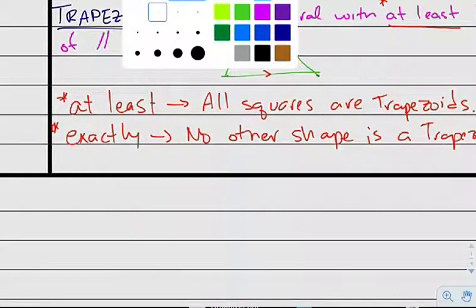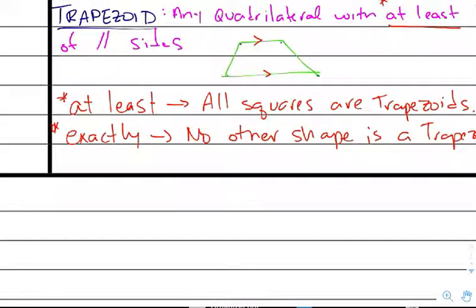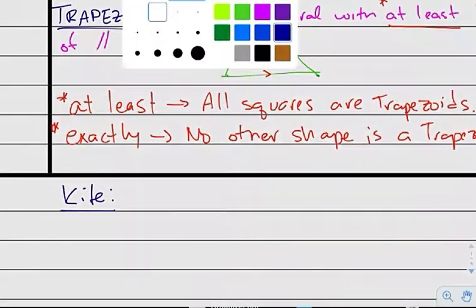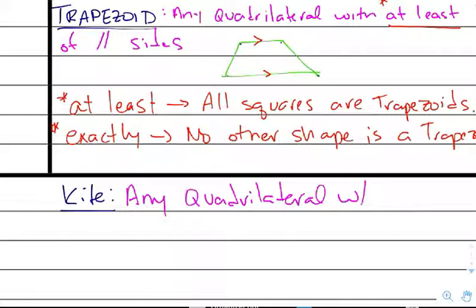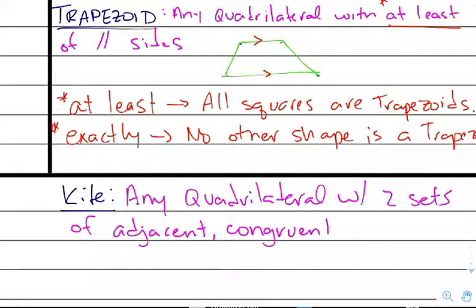Let's talk about another controversial one, maybe the other one that's equally as controversial, and that's kite. Okay, so I'm going to call a kite any quadrilateral with two sets of adjacent, congruent sides.